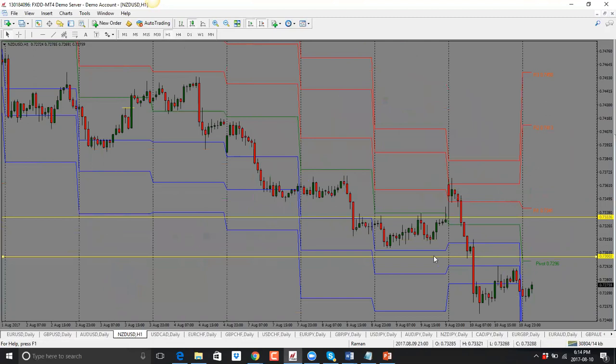So this is from the 1 hour perspective. So this is the level we are watching, 0.7300. It could go slightly higher into the 0.7314, 0.7315 area as well. For now, we'll just keep it over here.